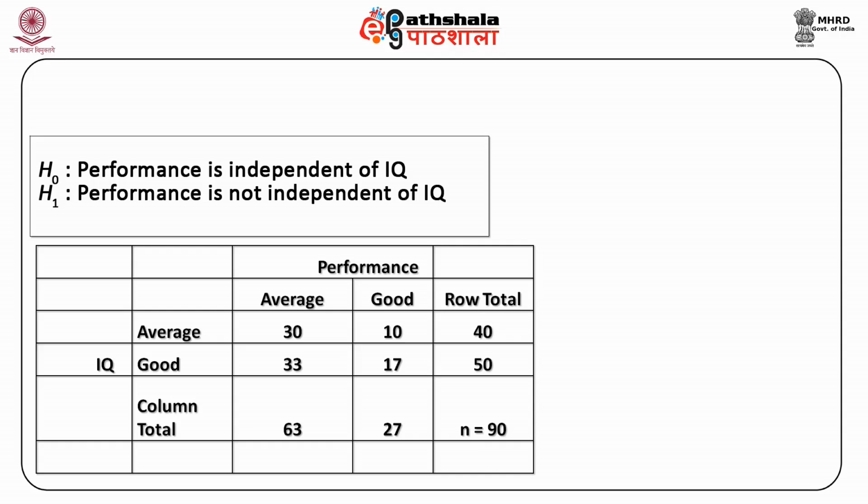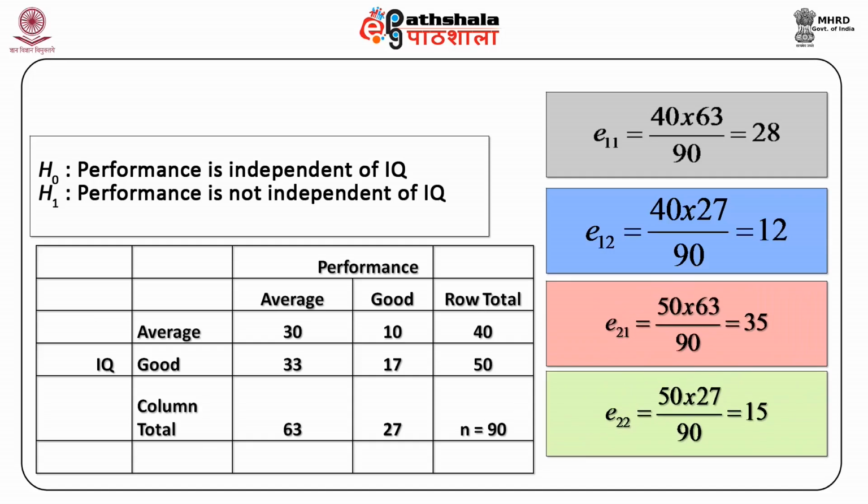Now we calculate the expected frequencies E11, E12, E21, and E22. After that, we are able to calculate chi-squared, so that we have (30 minus 28) squared upon 28 plus (10 minus 12) squared upon 12 plus (33 minus 35) squared upon 35 plus (17 minus 15) squared upon 15, which adds up to 0.1429 plus 0.3333 plus 0.1143 plus 0.2667 equals 0.857.